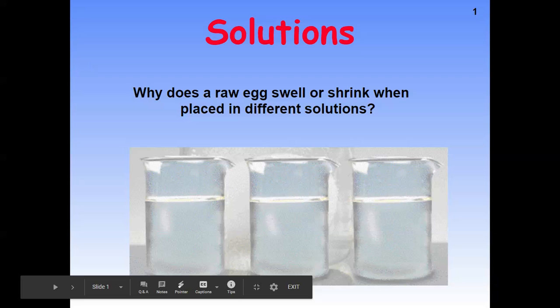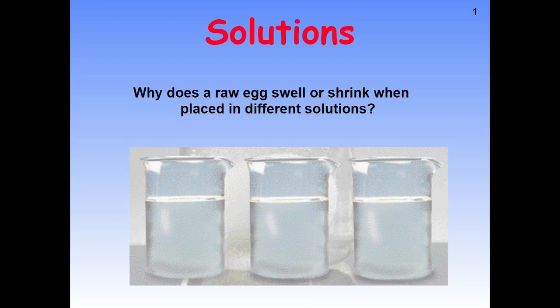Okay, so we're going to start in chapter 15 talking about solutions. The question I have posed to you right now is, why does a raw egg swell or shrink when placed in different solutions? Well, this is a biology question. So let's think back to last year when we were in biology and we put our eggs in different solutions. What ends up happening is the egg will shrink or swell because of a process known as osmosis.